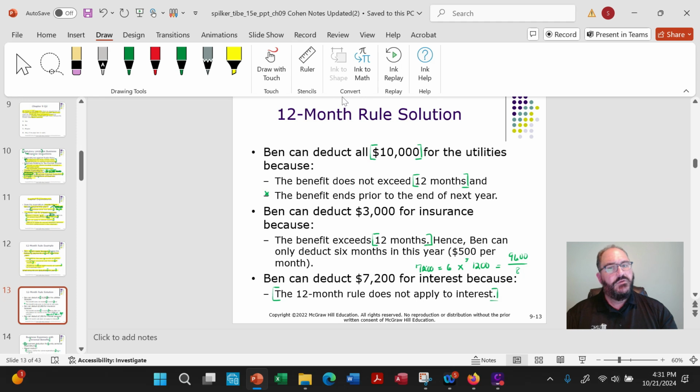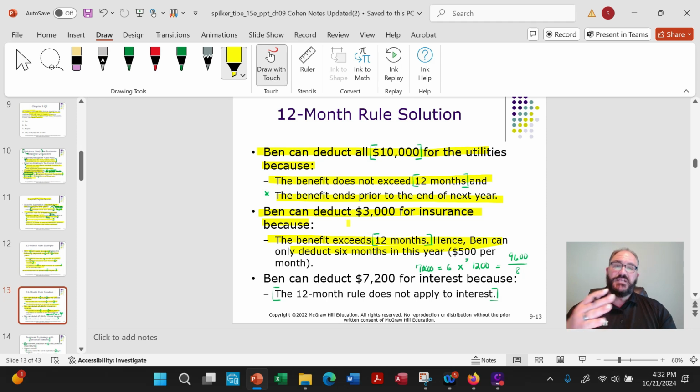So, first of all, he can deduct all of the utilities. Why? The benefit does not exceed 12 months, and the benefit ends prior to the end of the next year. So he can do that one. Ben can deduct $3,000 of the insurance because the benefit exceeds 12 months. Hence, Ben can only deduct the 6 months in this year. Because that went for 2 years and went past the end of the second year, he can't deduct it all. And he can deduct $7,200 for interest because the 12-month rule does not apply to interest.